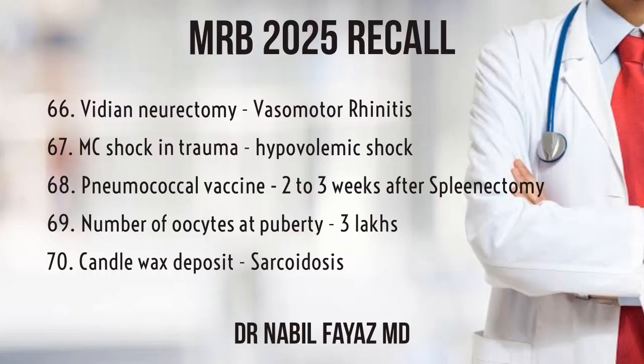Most common shock in trauma is hypovolemic shock. The ideal time to get the pneumococcal vaccine is at least 2 weeks before an elective splenectomy or as soon as possible after the splenectomy. Number of oocytes at puberty is about 3 lakhs. Candle wax deposits are seen in sarcoidosis.